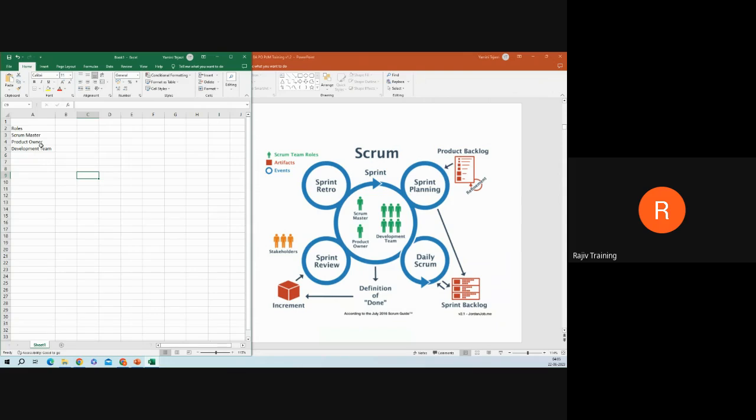Second role is product owner. That is you, the product owner. You're the one who will be getting requirements from the customers, writing them, and then conveying them to the development team. And you're the one who will be telling the team what has to be done and why are we doing it.